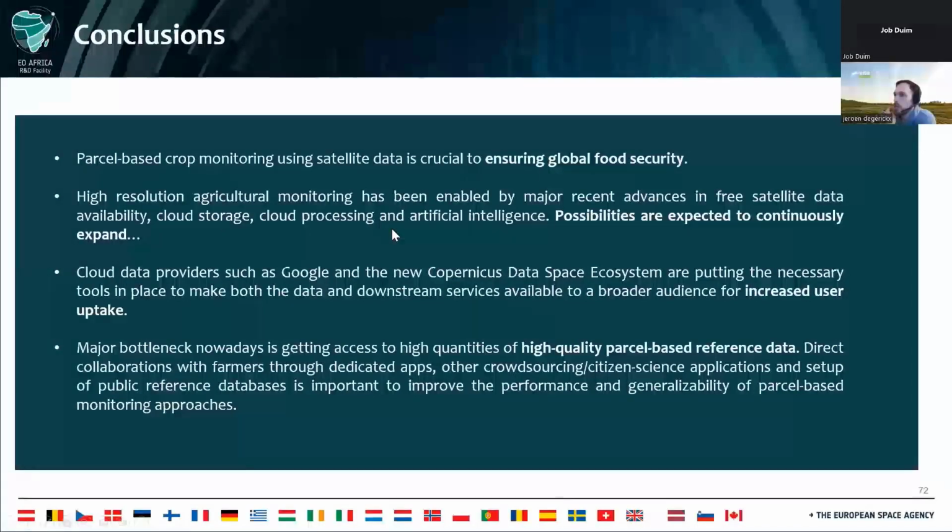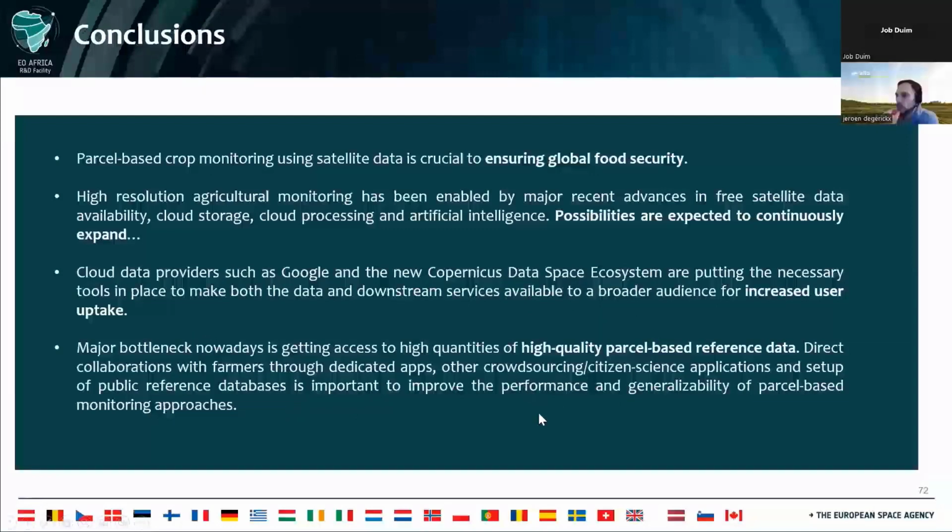The recent advances in both the availability of free satellite data, cloud storage, cloud processing facilities, and artificial intelligence have enabled a lot of applications in this domain, and our possibilities are still expanding as we add more sensors to it. It's also becoming more and more easy for anyone to make use of the services being developed through these data providers such as Google and CDSE, where you can just get access to already prepared services for you. So these services are made more readily available to the broader audience.